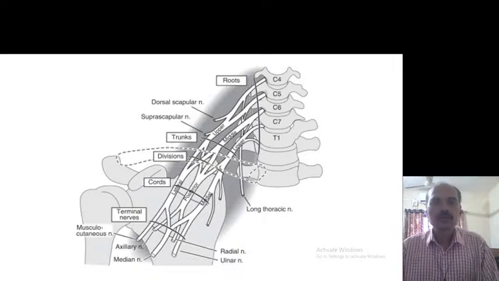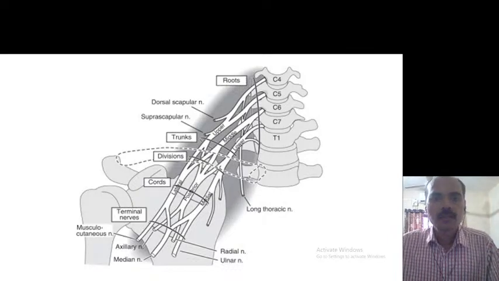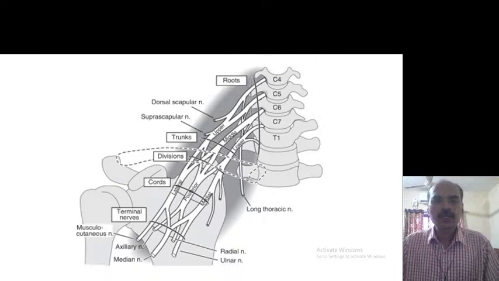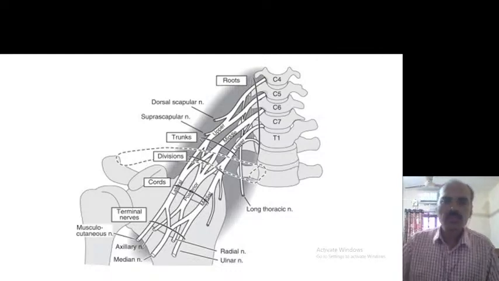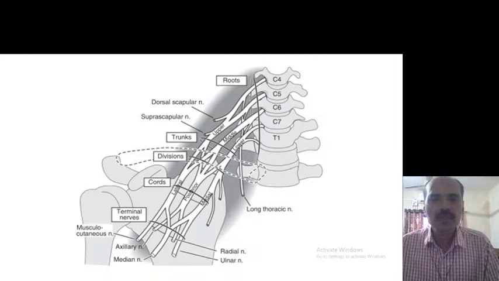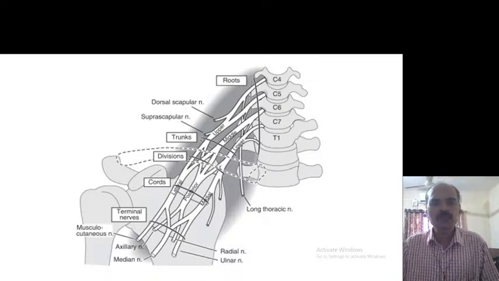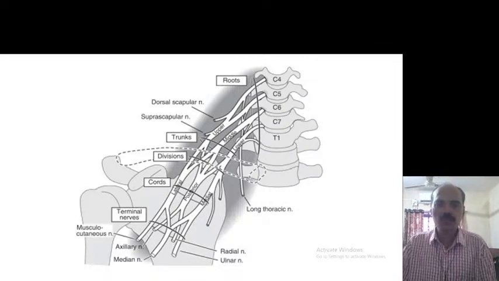Sorry for the interruption. This lateral cord of the brachial plexus gives the musculocutaneous nerve. Hence, you can say both the muscles at the lateral wall, the short head of the biceps and the coracobrachialis, are supplied by the musculocutaneous nerve as a rule.